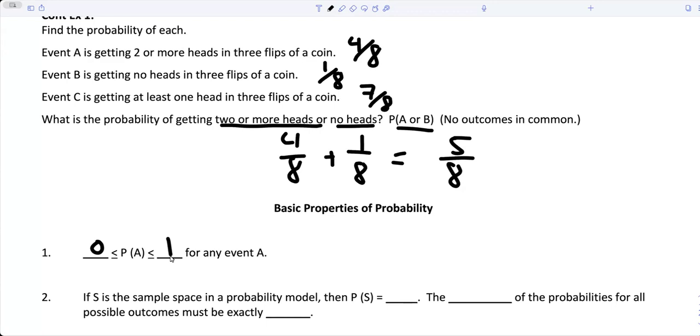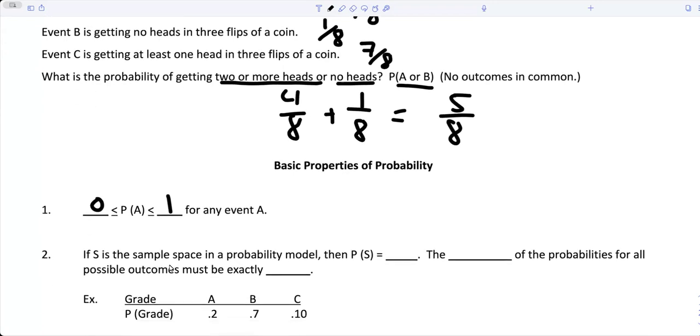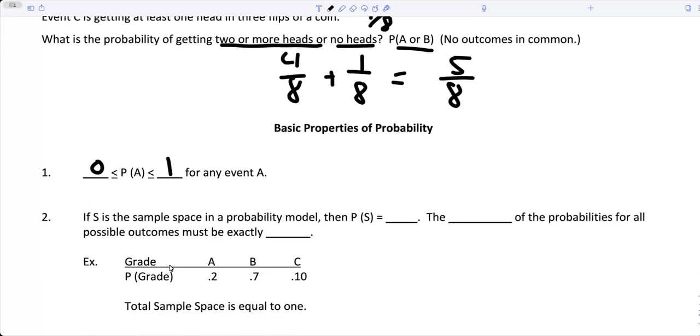If S is the sample space in a probability model, then the probability of S is, what's the probability of everything in the sample space? Must be 1. And we say the sum of the probabilities for all possible outcomes must be exactly 1.